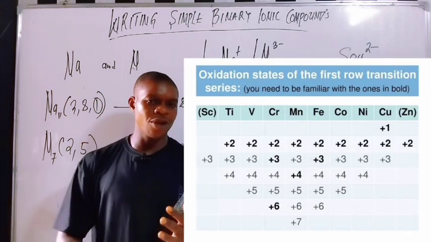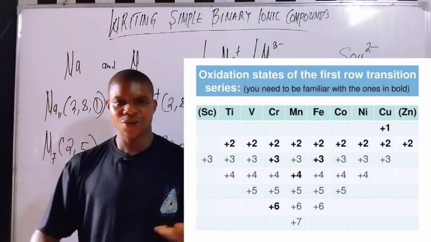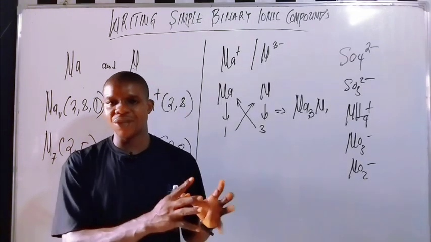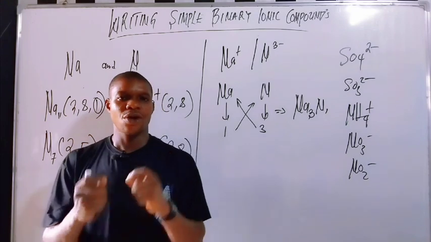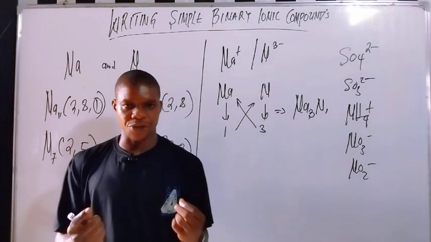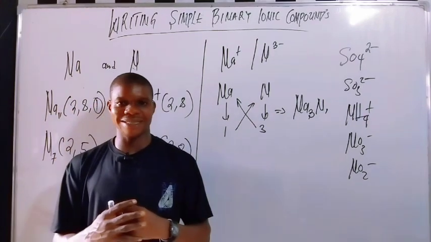Do you understand? So we have monoatomic ions. We have polyatomic ions. We have metals with variable oxidation state. These are key things you have to know when you are writing binary ionic compounds. Do you understand? So let's move to practice sessions.